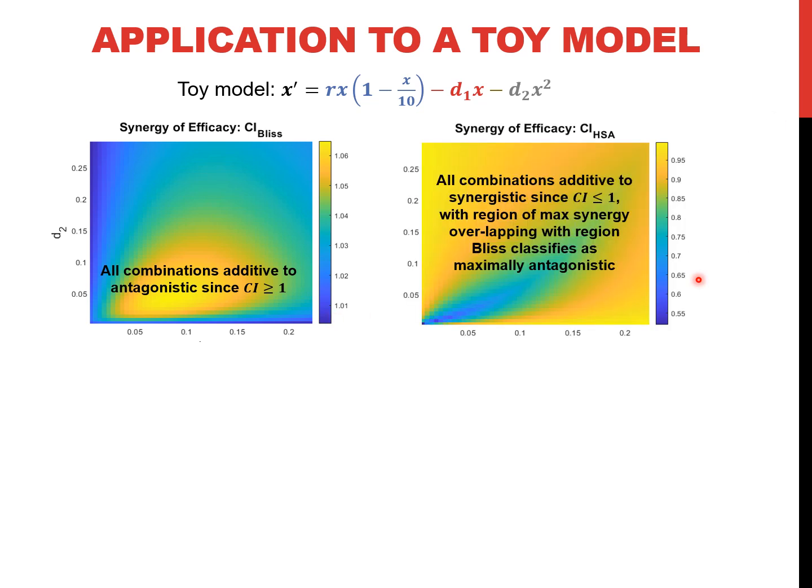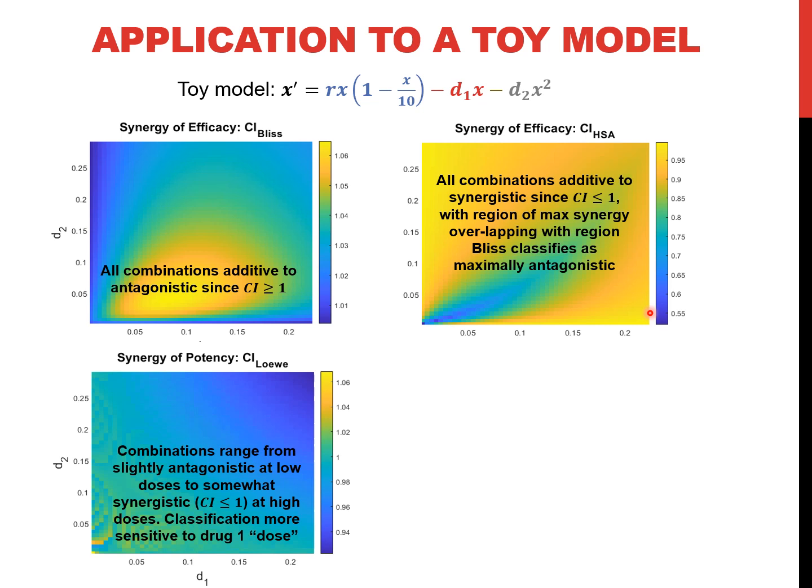Okay, interesting. Let's look for synergy of efficacy according to highest single agent. Well, here the situation is very different. Again, doses are all the same on the x-axis and on the y-axis, but all of these combinations are predicted to be additive to synergistic because coefficient of interaction is less than 1. And also, region of maximal synergy over here is overlapping with the region that Bliss quantifies as maximally antagonistic. Well, that's not amazing.